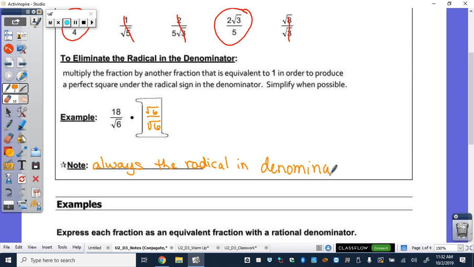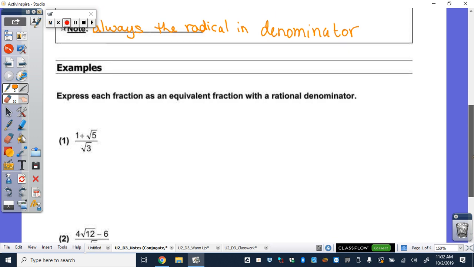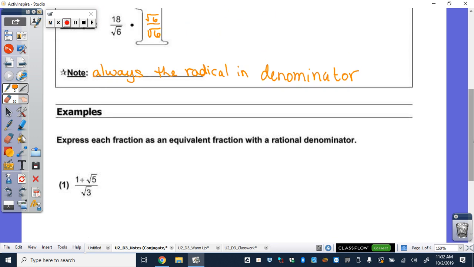Sometimes you'll have a radical in both the numerator and the denominator, so you just got to remember it's always the one in the denominator that you're multiplying by. So what I want you to do, because it's review, take a couple of minutes, do those first two examples down there, practice the skill, practice your multiplying radicals, because that's all going to be on your quiz Friday.